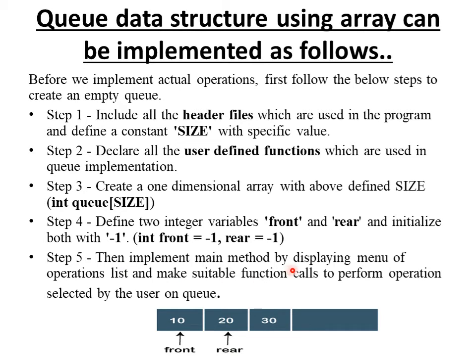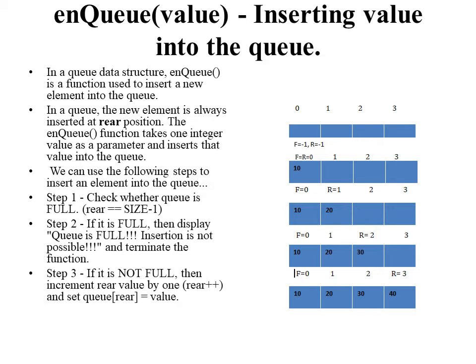Then implement the main method by displaying a menu of operations, with suitable function calls to perform the operations selected by the user on the queue. Now here you can see how it will work. In a queue data structure, enqueue is a function used to insert a new element into a queue. Now you can see this is a queue.